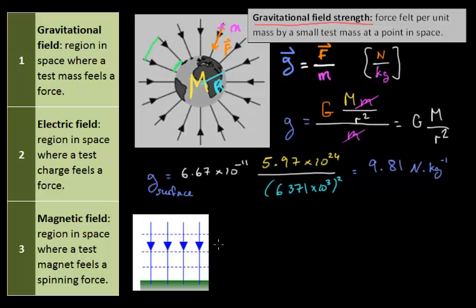Near the surface of the Earth, we have a uniform gravitational field. Uniform because it has a similar direction and strength everywhere. Okay, it's towards the ground, and the strength of the gravitational field is 9.81 newtons per kilogram.